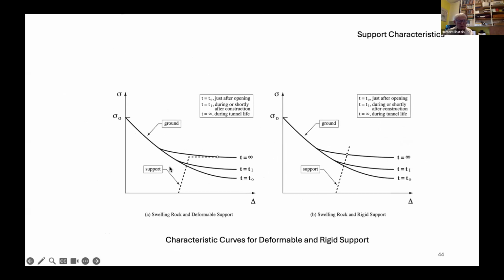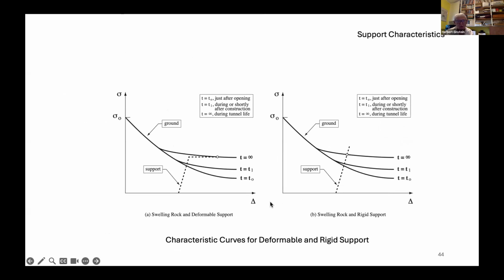So this is now the ground characteristic curve when we excavate it, and then we let it swell, and then we get that curve. And we can do this either with a deformable support, so it goes up, and then at that point it starts to deform. Or we can have a rigid support, and then it looks like that.